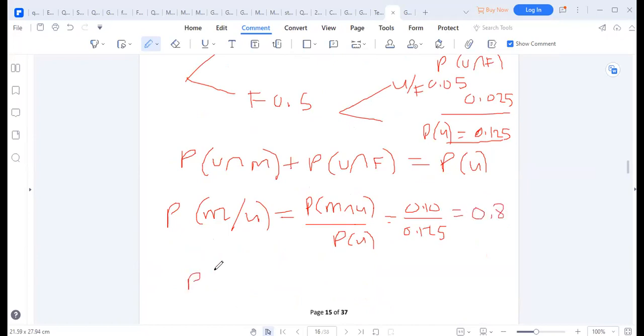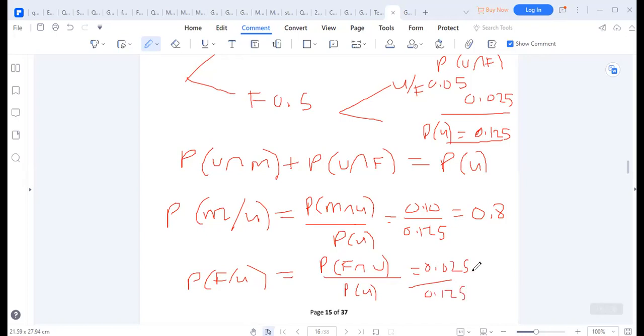Then here, the opposite, female given the unemployed, we just get there. Regardless, we can start with M intersection U or U intersection M. It's one and the same thing. But the key thing is if there's U down there, the U must also come down there, which we had as 0.025 divided by 0.125, which is 0.2.